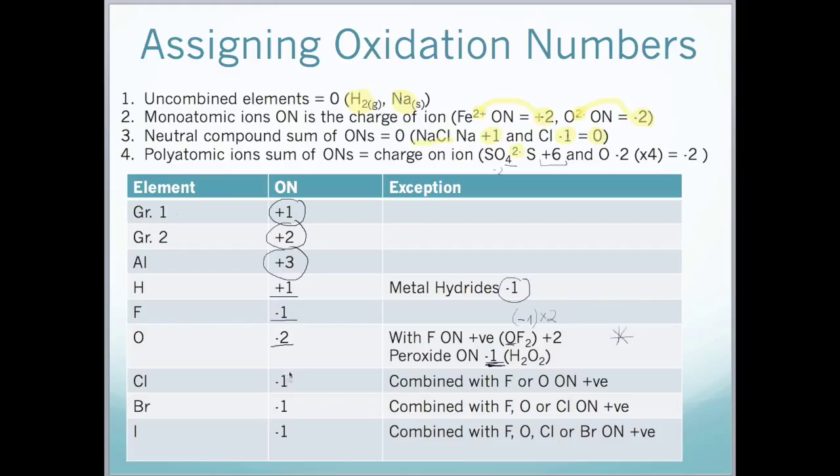Chlorine will almost always be -1. However, if it's combined either with fluorine or oxygen, it will have a positive oxidation number. But bromine usually is -1. However, if it's combined with fluorine, oxygen, or chlorine, it will have a positive oxidation number. In iodine, it's generally -1. However, if it's combined either with fluorine, oxygen, chlorine, or bromine, it will once again be positive.